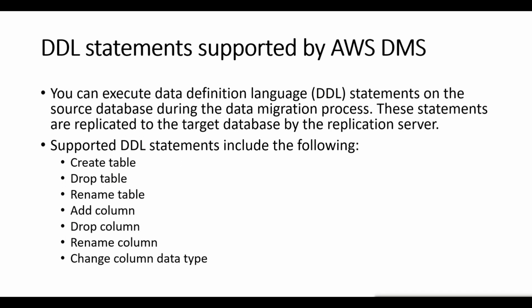The DDL statements which are supported by AWS DMS: you can execute DDL statements on the source database during the migration process. These statements are replicated to the target database by the replication server. You can see the DDL statements supported by DMS, which are create table, drop table, rename table, add column, drop column, rename column, and alter column. You can also change the column data type.